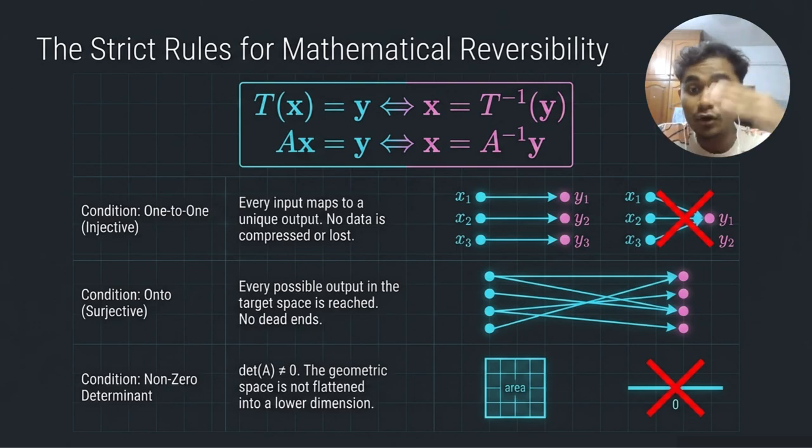Second, it must be onto, which is surjective. Every possible coordinate in our target output space must actually be reachable. There can be no mathematical dead end.